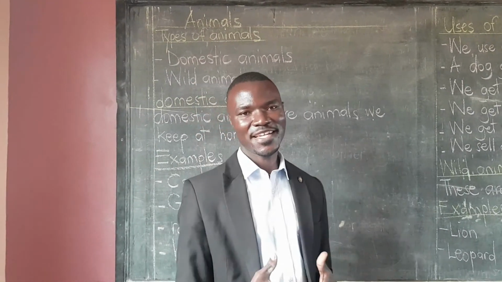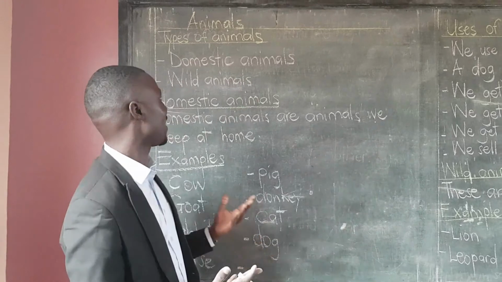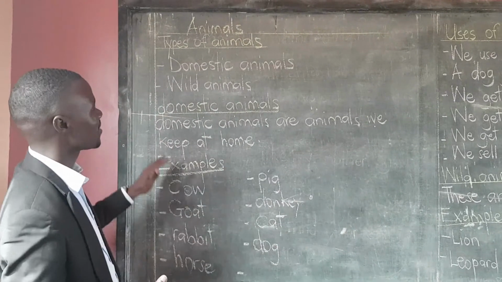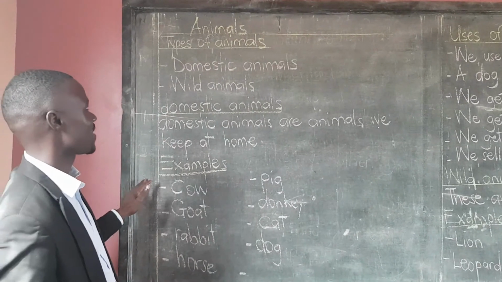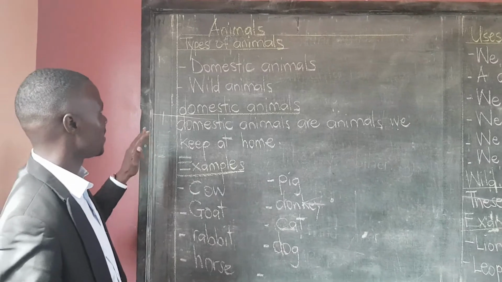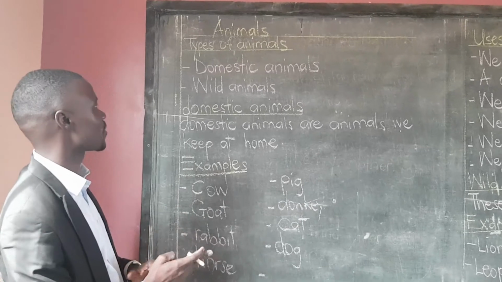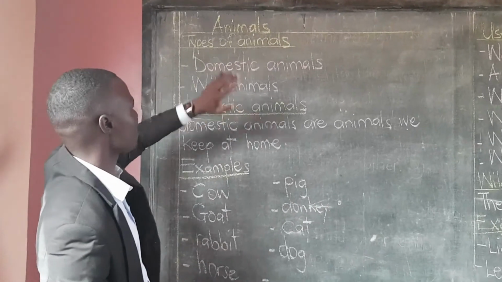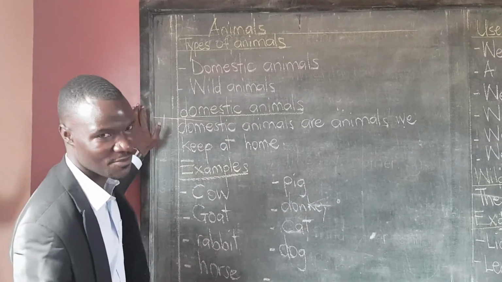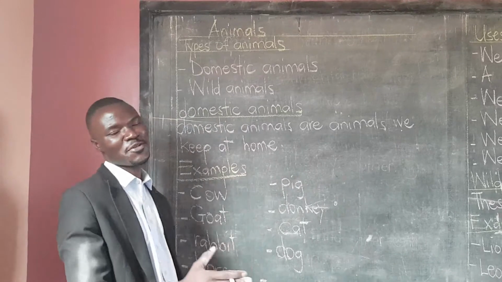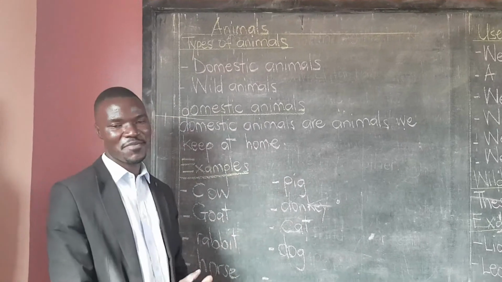Welcome. I'm Teacher Ezekiel. I'm going to teach you literacy. And today we are going to talk about domestic animals and wild animals, those that we keep at home and those that live in the bush. So here we are going to talk about animals and types of animals. I know you must know this because we have talked about this.